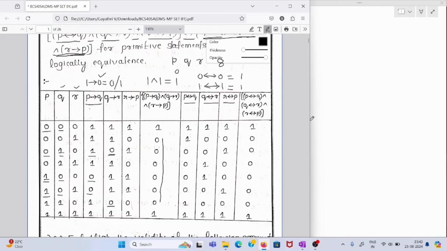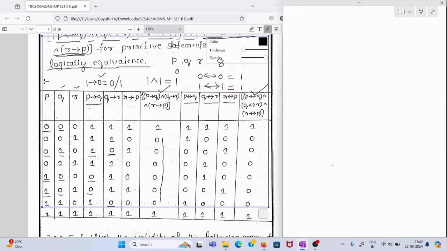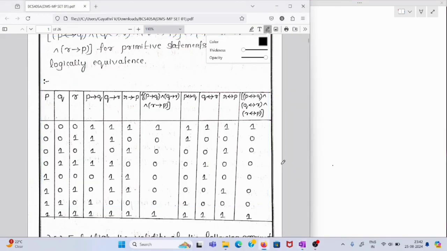Then for all three propositions, we have taken one more compound proposition, that is the conjunction. Conjunction we already defined: 1 conjunction 1 is 1, rest all will be 0. So that is the last table we got. And if you observe this table and this table, the truth values are one and the same, which says these two compound propositions are logically equivalent. Hence proved.